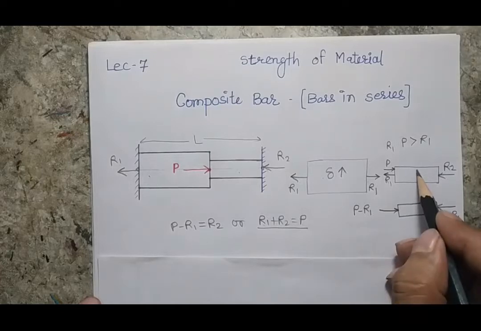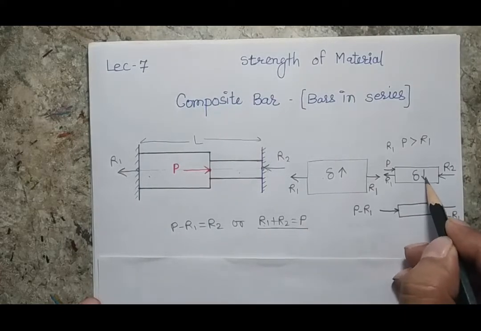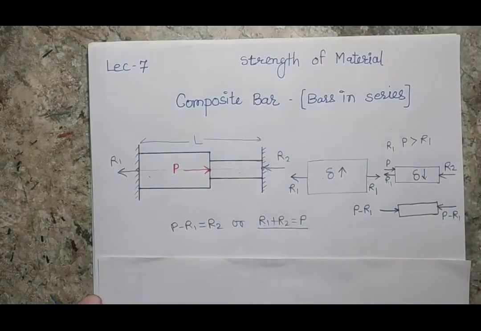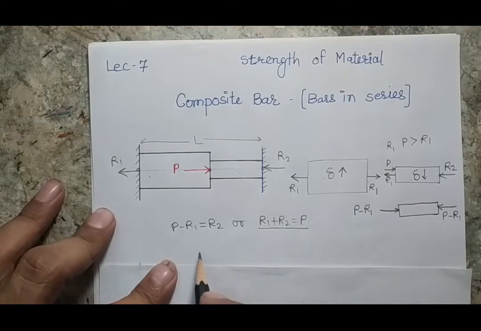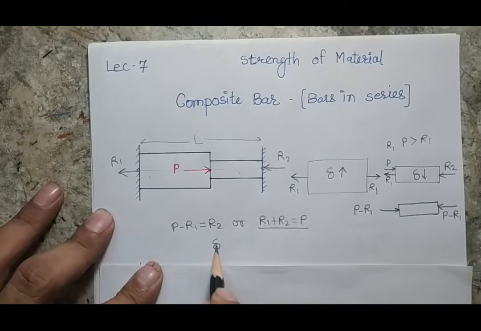So for the second bar, the change in length will be the same, but it is going to be decreased, meaning there is a compression in the second bar and there is an extension in the first bar. So my second equation, which is coming out because of the deformation, or I should say the compatibility equation, would be del 1 will be equal to del 2.